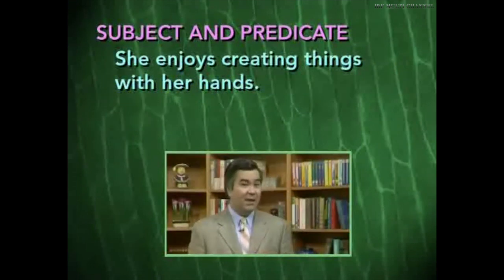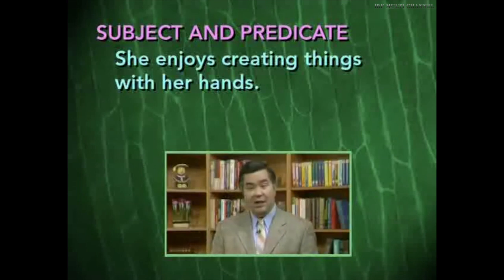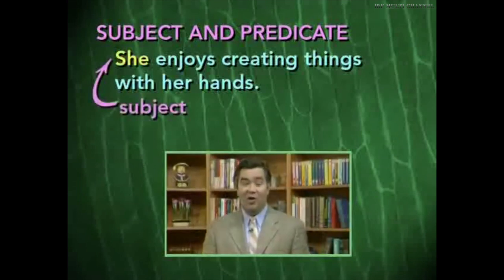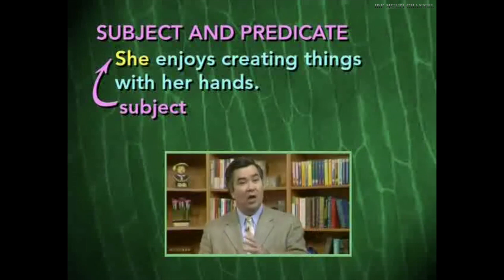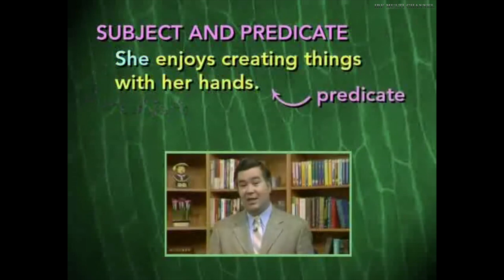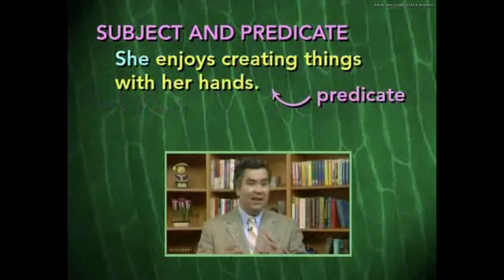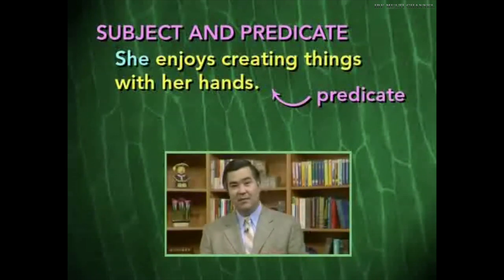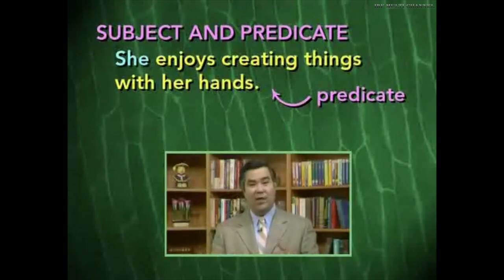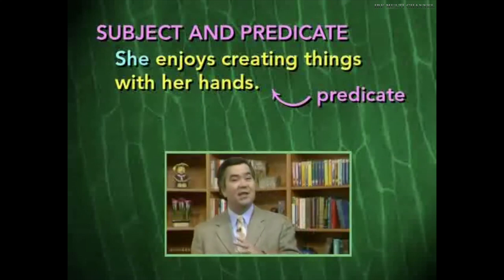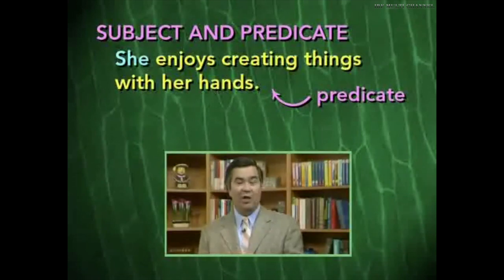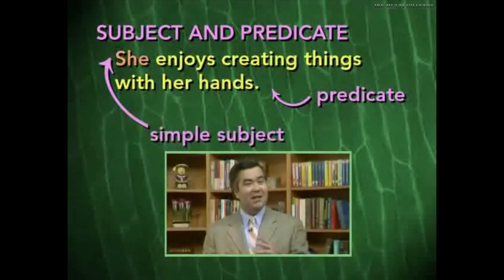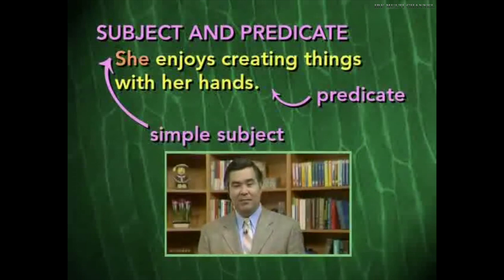Can you identify the subject in this sentence? In this case, the subject is only one word long, she. That word all by itself tells us who or what the sentence is about. All the rest of the sentence is the predicate. It tells us what the subject is or does. The rest of the sentence, enjoys creating things with her hands, tells us something about what the subject does. The subject, she, is one word long, and therefore the subject and the simple subject are exactly the same.